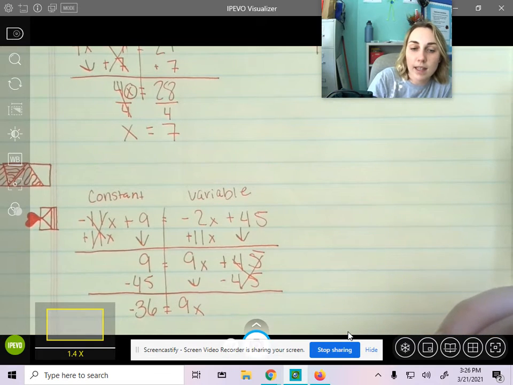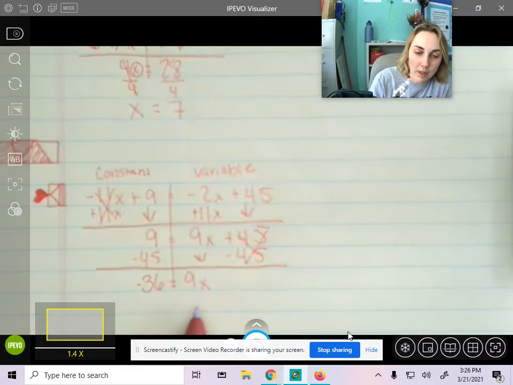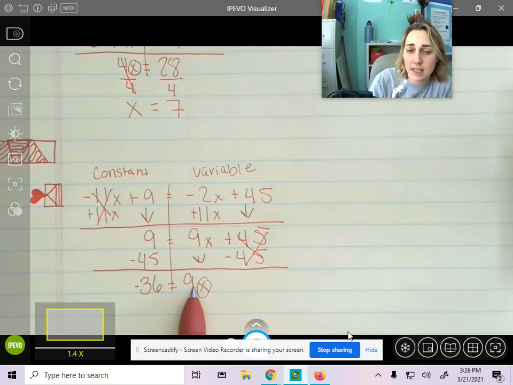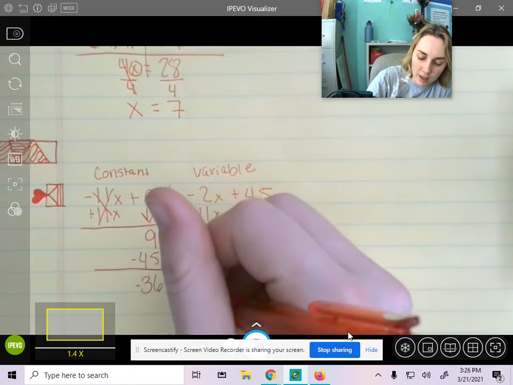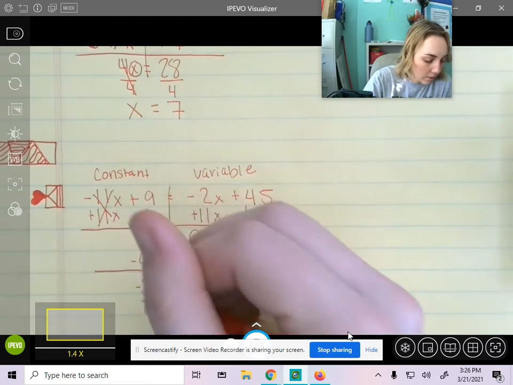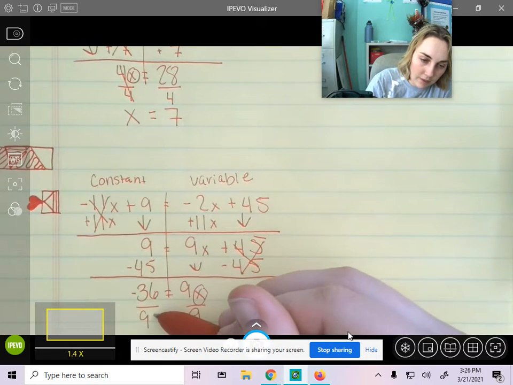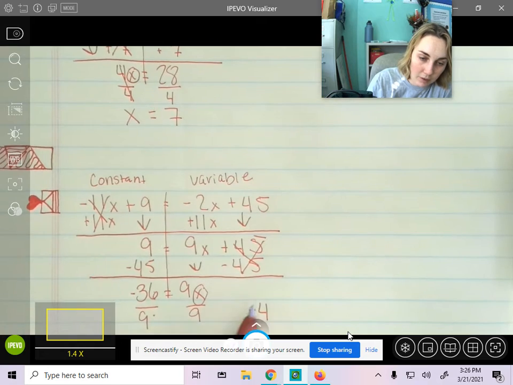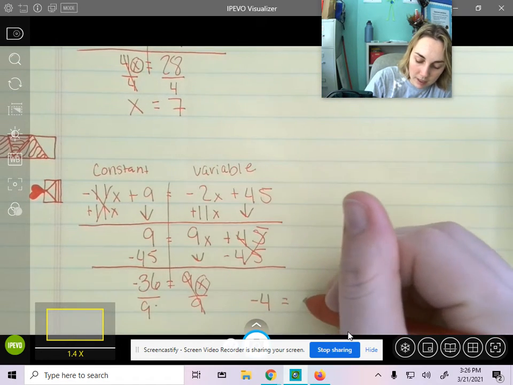And then I have my last step. I want to get x by itself. That's the whole goal. So I got to do the opposite. I got to get rid of this 9. And 9 is being multiplied by x. So I have to do the opposite of multiplication, which is division. If I do that on one side, I have to do it on the other side as well. Negative 36 divided by 9, well, that's going to leave me with negative 4. I'm moving it over because I ran out of room. And then these cancel out, leaving me with that being x.